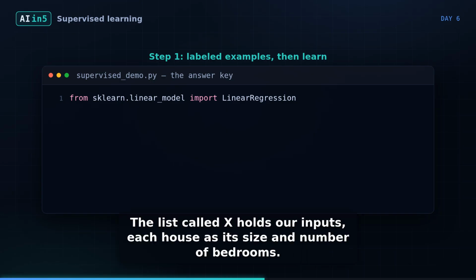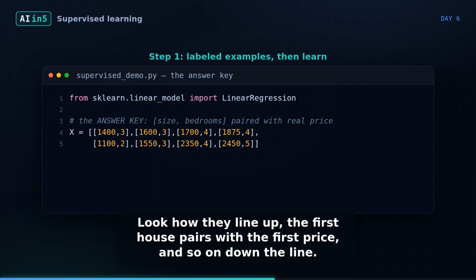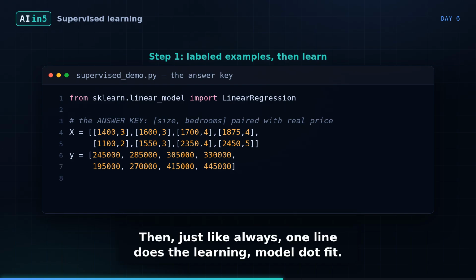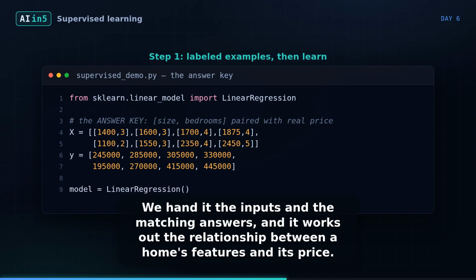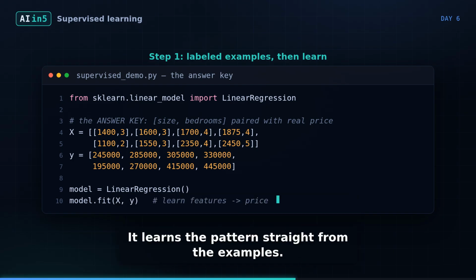Here's the setup. The list called X holds our inputs. Each house has its size and number of bedrooms. The list called Y holds the answers, the actual price for each of those houses. Look how they line up. The first house pairs with the first price, and so on down the line. That pairing is the answer key. Then, just like always, one line does the learning: model.fit. We hand it the inputs and the matching answers, and it works out the relationship between a home's features and its price. No formula from us. It learns the pattern straight from the examples.